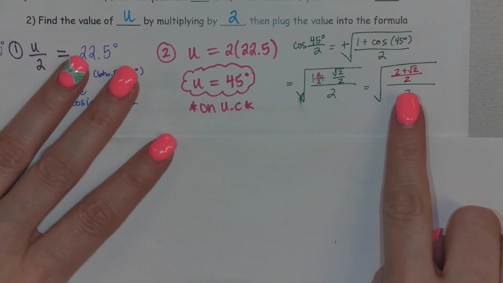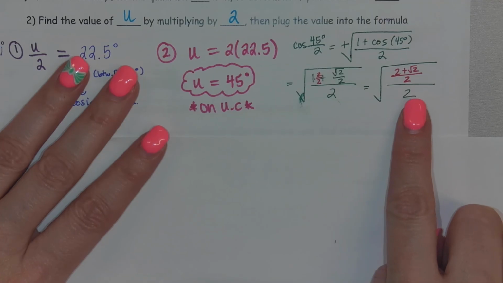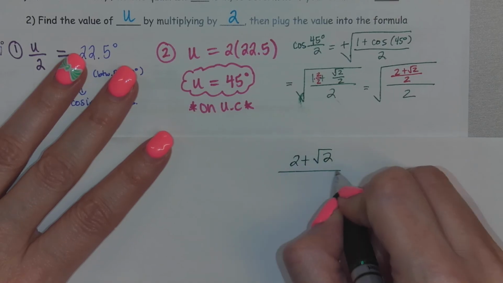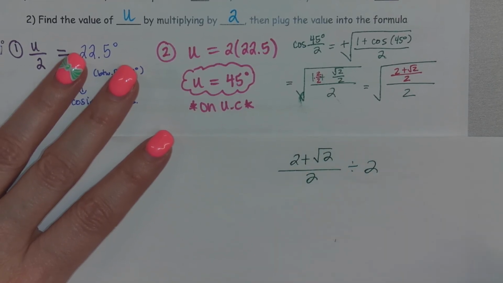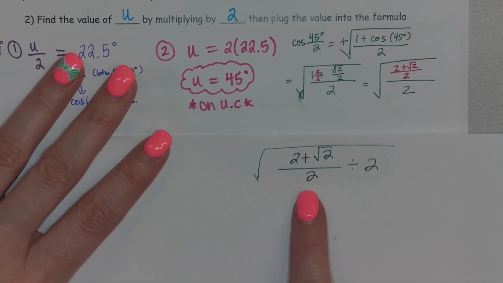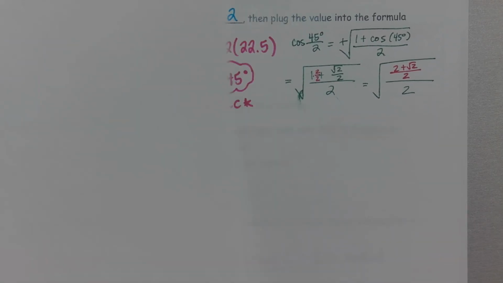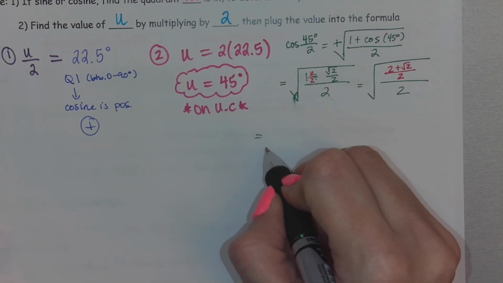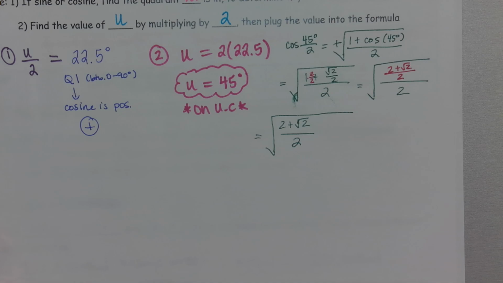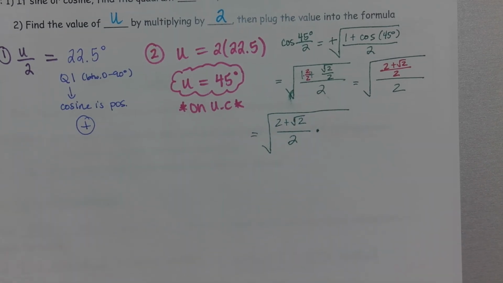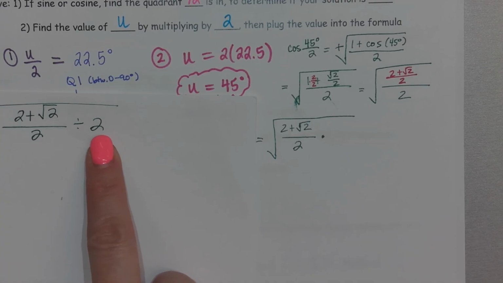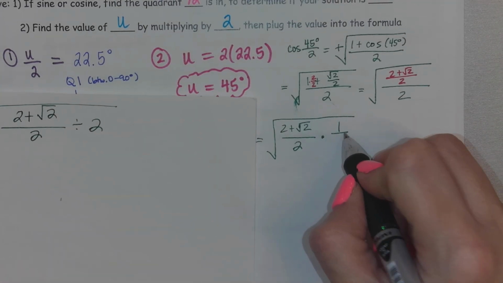All right, so when you're doing this, remember, you don't have to write this part out. I just want to show you. This is 2 plus root 2 over 2 divided by 2, all underneath the square root. So if we have a fraction, we're going to do keep, change, flip. All right, so my next step is just going to be 2 plus root 2 over 2 times, when you're doing that flip of the 2, you're multiplying by 1/2. Multiply by the reciprocal. Great.